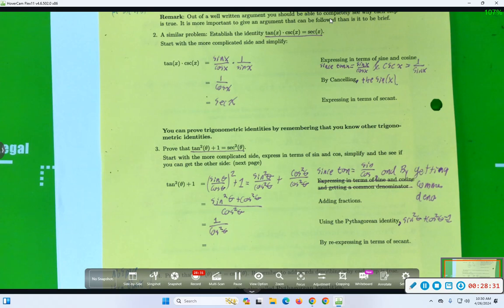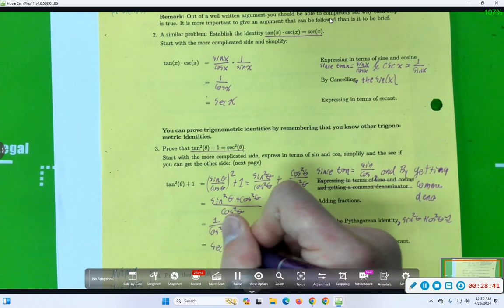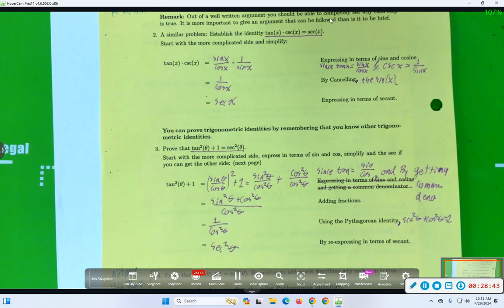Nice. Cosine is 1 over cosine is secant. There's a square, so I guess that's secant squared. Express everything in terms of secant, getting you down to secant squared theta. All right. Does that example feel pretty okay?